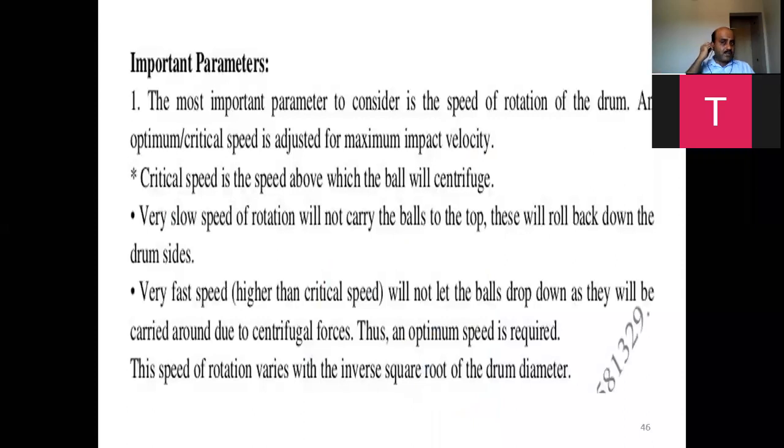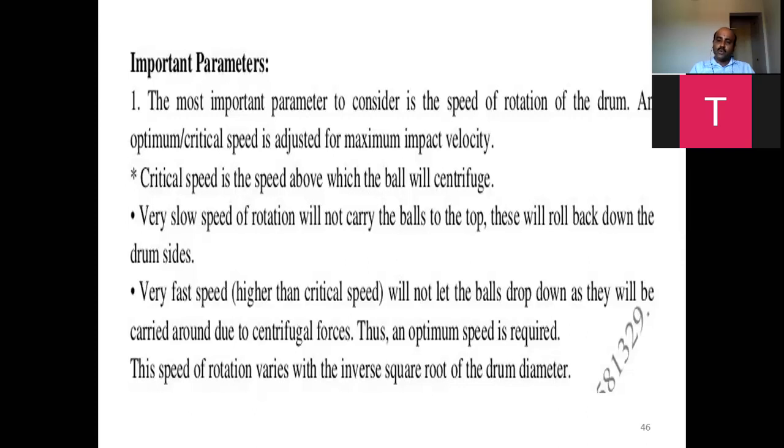The important parameters that need to be considered here is the speed of rotation of the drum. It is the most important. The first important parameter is the speed of rotation of the drum. An optimum or critical speed is adjusted for maximum impact velocity. This is very important.